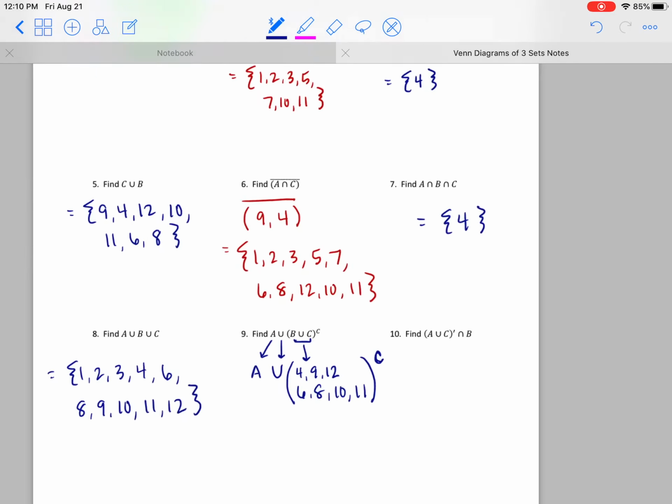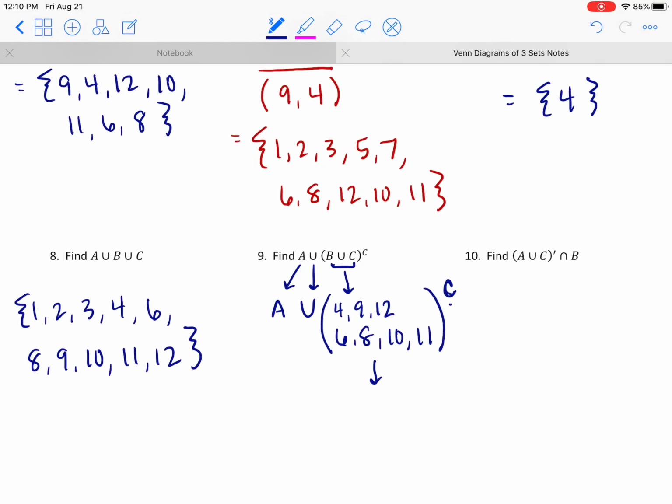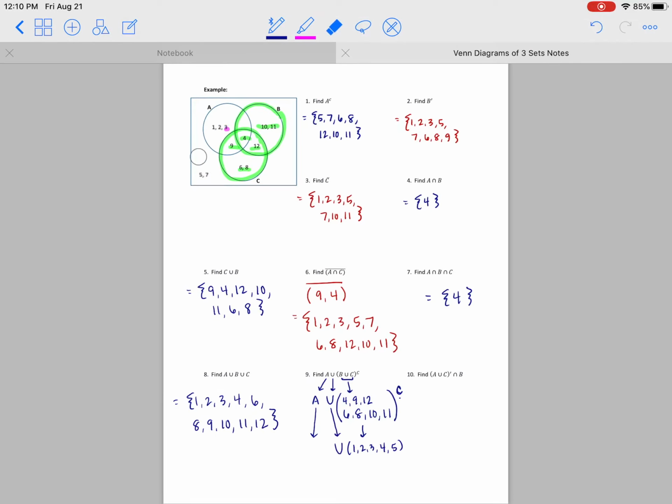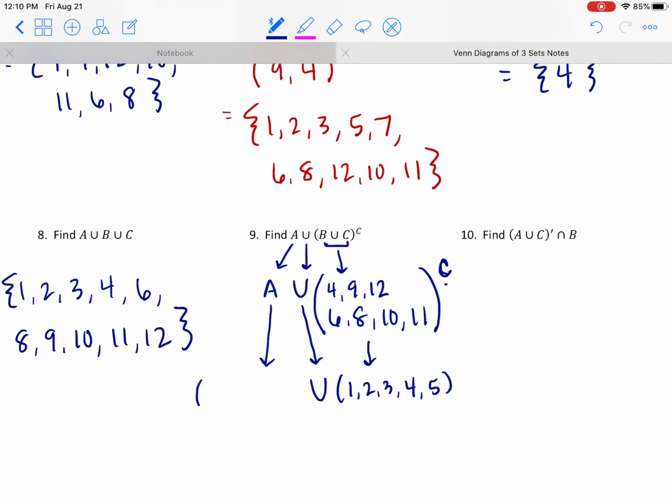So now we're looking at the complement of that union being 1, 2, 3, 5, and 7. Now I can unite that with A. And just so I can see it clearly, what elements do we have in A? Picture's getting all messy here. We've got 1, 2, 3, 4, and 9.